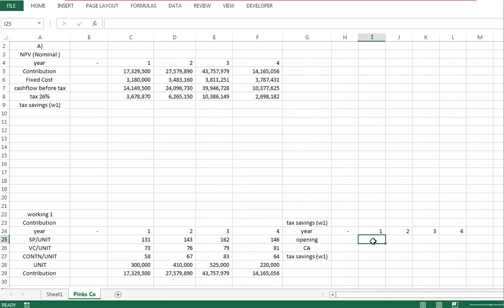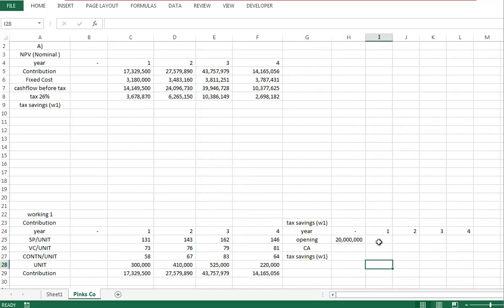Now, I prefer to do it like this. I think you can save a lot of time in examination if you follow this. In opening, in the first one, you'll be writing your investment amount, which is 20 million, right? So 20 million is the investment amount. In the second row, you'll be writing the written down value. Now remember, the capital allowance is 25%, so the written down value will be 75%.